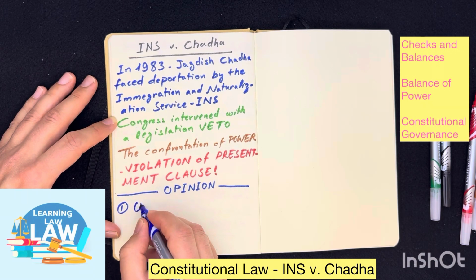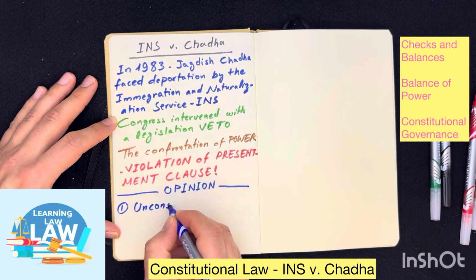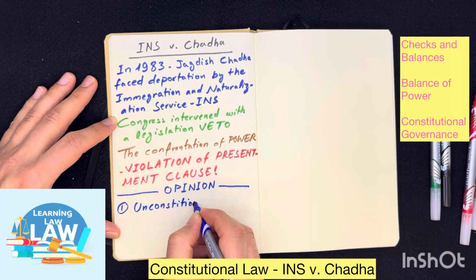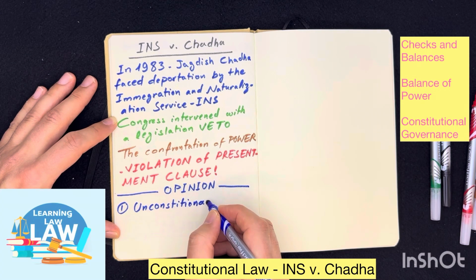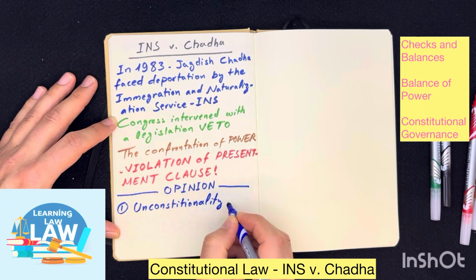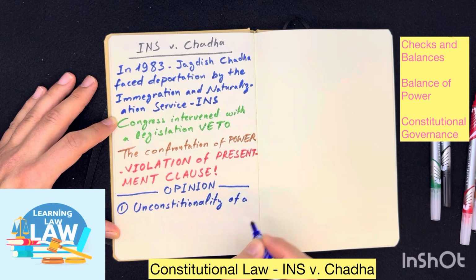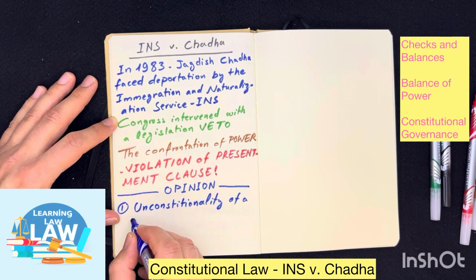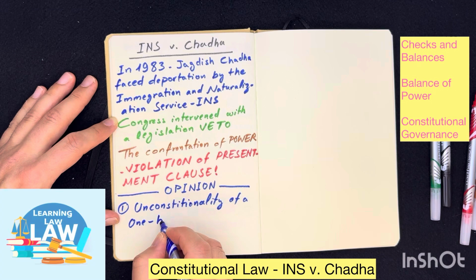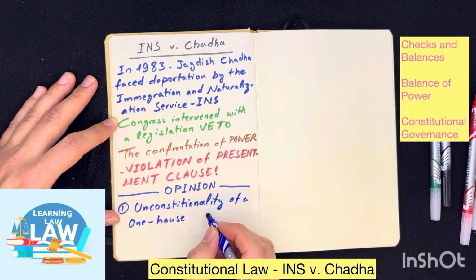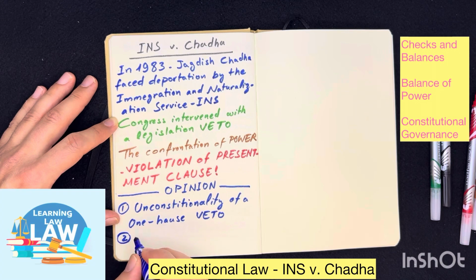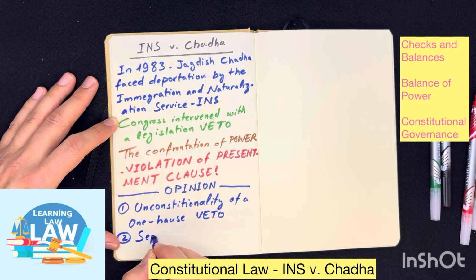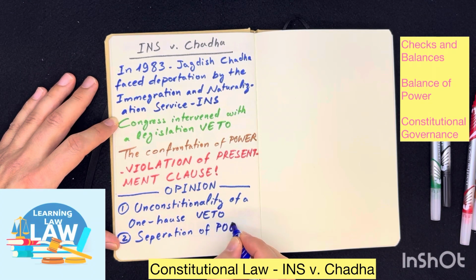1. Unconstitutionality of the one-House veto. The court ruled that the one-House veto provision in the Immigration and Nationality Act violated the Constitution. It bypassed the bicameral legislative process and the requirement for presentment to the President as outlined in Article 1.